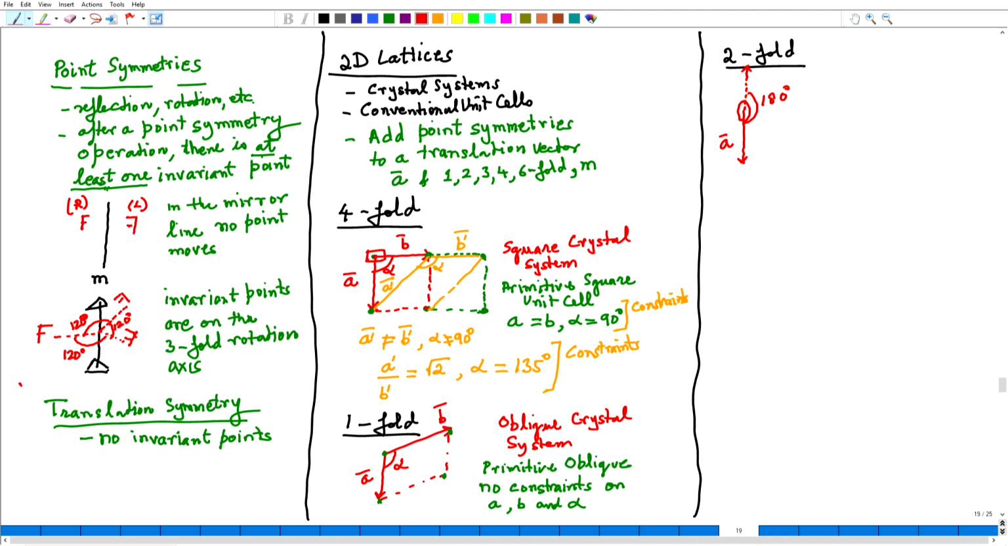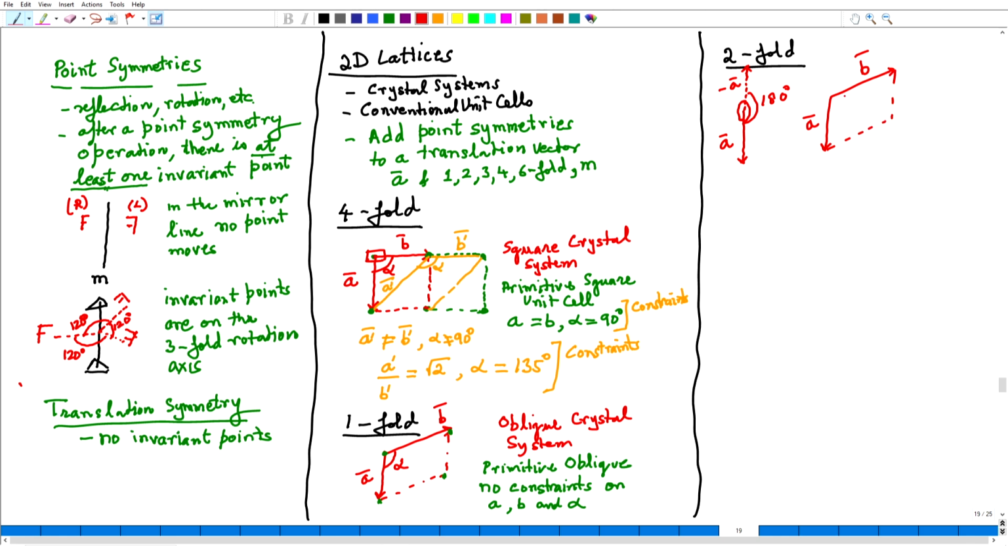But this does not define the vector B, because all I have done by this rotation is that the vector A has been flipped in the opposite direction. So, in a lattice translation vector, the vectors work in both directions to generate the lattice. So, therefore, this is simply the vector minus A. So, what does this mean? Well, this means that again the second vector B has no constraints with vector A.